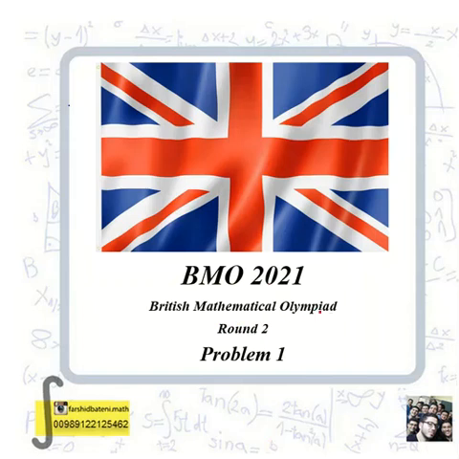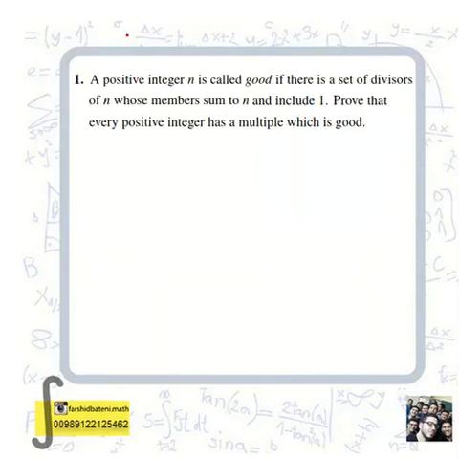British Mathematical Olympiad Round 2, Problem 1. So let's see what the problem is. A positive integer n is called good if there is a set of divisors of n whose members sum to n and include 1. Prove that every positive integer has a multiple which is good.